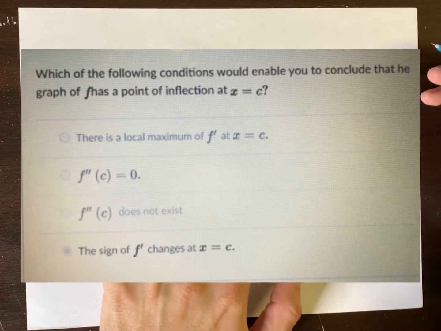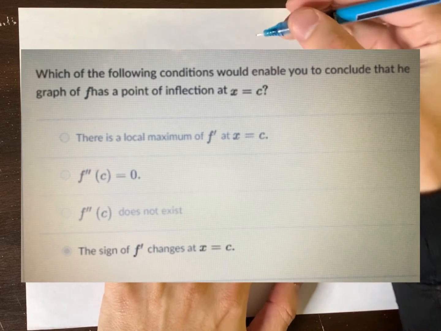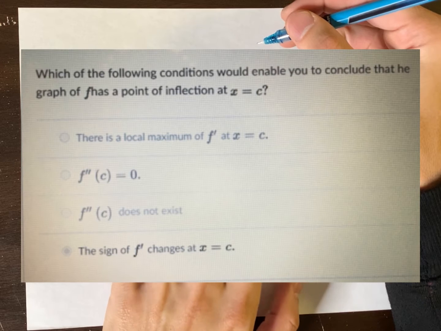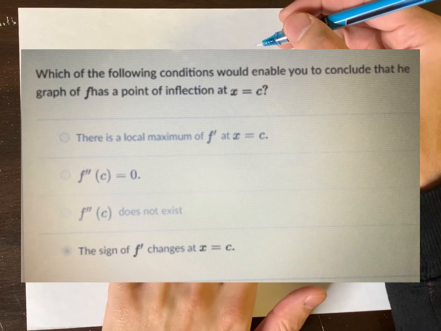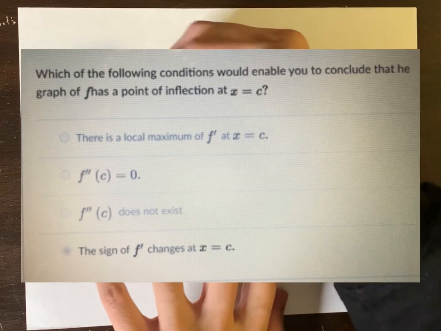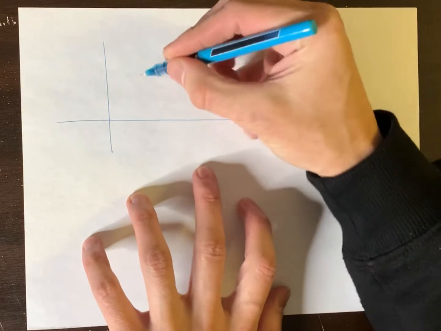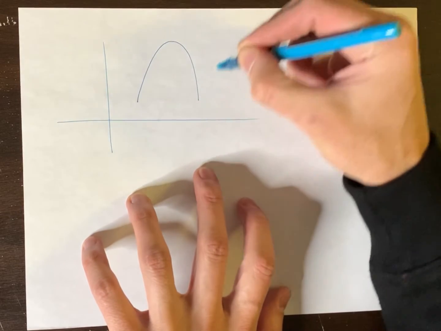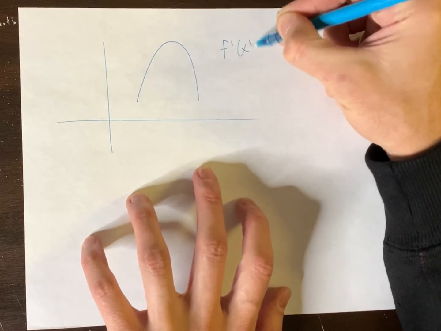So for this problem right here, I would think that option A is the correct answer, where it says that there is a local maximum of f prime at x equals c, that would mean that we have a point of inflection. I'll explain why. Think of just a graph here. Let's say this is the graph of f prime, the derivative.